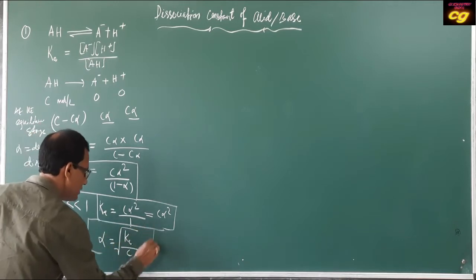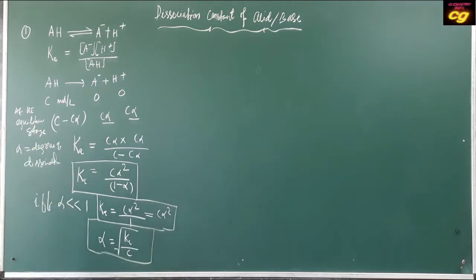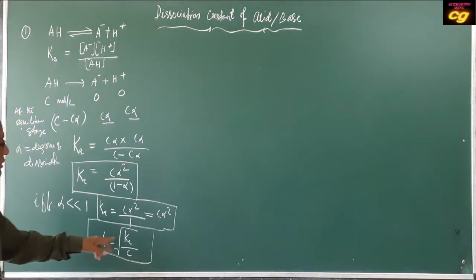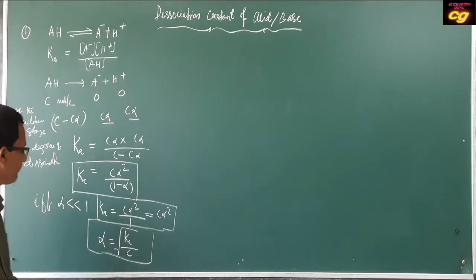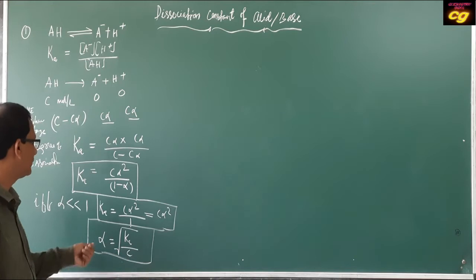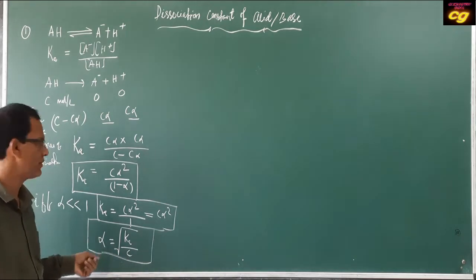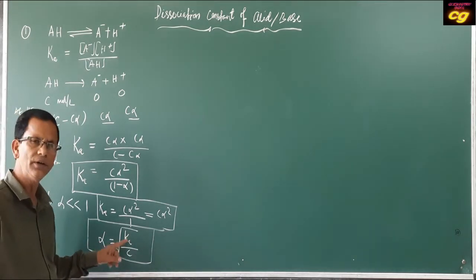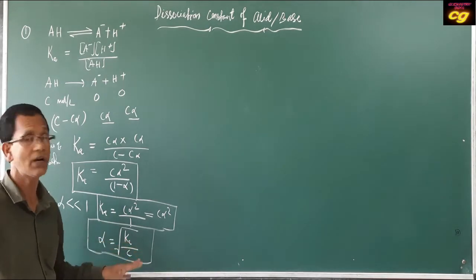This is another derivation of the degree of dissociation in terms of the dissociation constant of the acid, and C, the initial concentration of the acid. Alpha is the degree of dissociation. What is Ka? Ka is the dissociation constant of the acid.